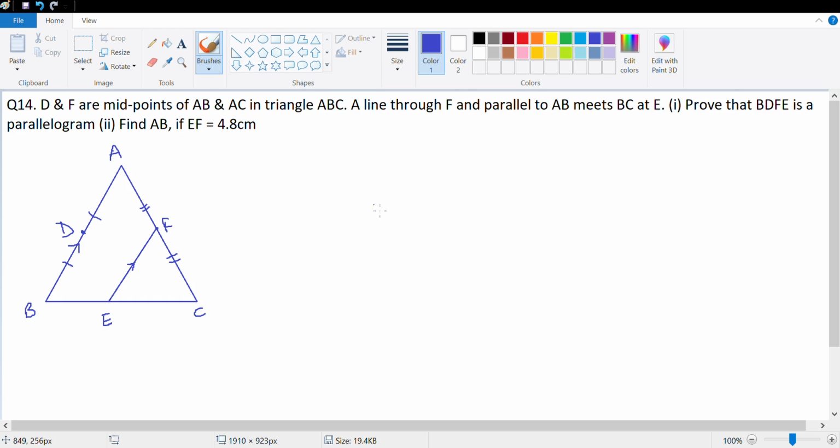What do we have to do? We need to prove that BDFE is a parallelogram. BDFE. So let's join BDFE. So how to prove it to be a parallelogram? If we can prove a pair of opposite sides is equal and parallel, our work is done. So let's look at the big triangle first. So in triangle ABC, any midpoints given? No, one midpoint given, which is F is midpoint of AC.